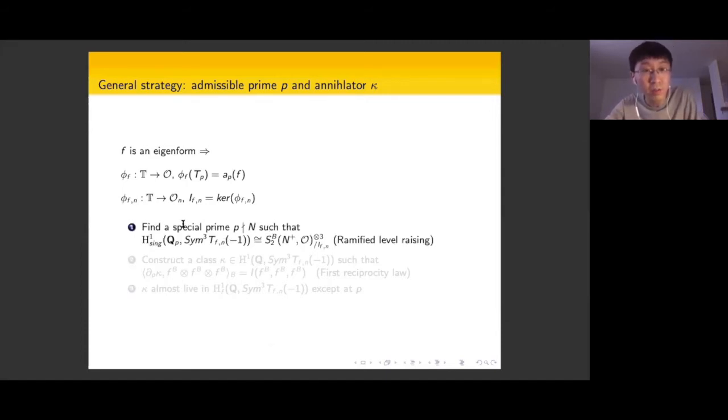Then the first crucial ingredient is that I want to find a special prime, which I will tell you exactly what it is, such that the singular quotient of the Galois cohomology at p, valued in the symmetric cube component, is isomorphic to the triple tensor product of the space of quaternionic modular forms modulo this ideal I_{F,n}. And this relation between the space of modular forms and the Galois cohomology will be referred to as the ramified level raising.